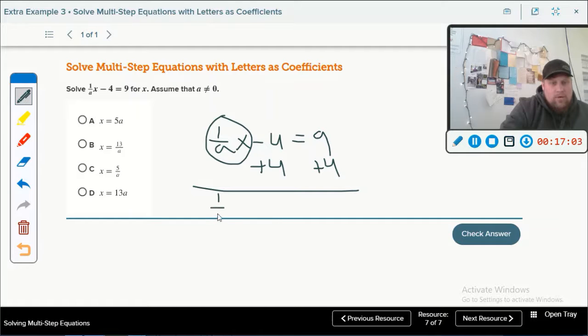And then what's going on here? How do I undo a fraction? Multiply by its reciprocal. The reciprocal of 1 over A is A over 1. Again, those are going to cross out, and I'm left with just x equals, but what I do to one side, I've got to do to the other, times A. You can say over 1, but it's not necessary. This is just 13A. Look at that. Boom.